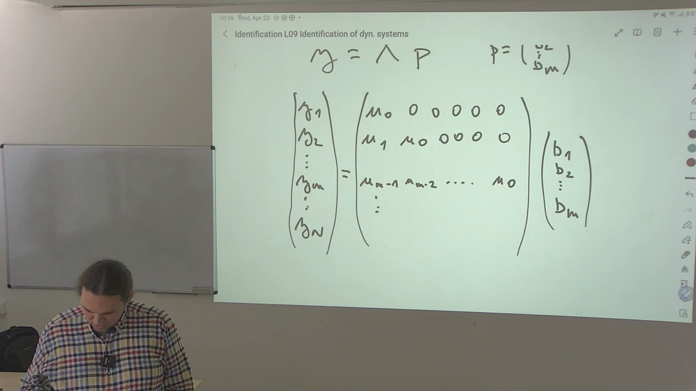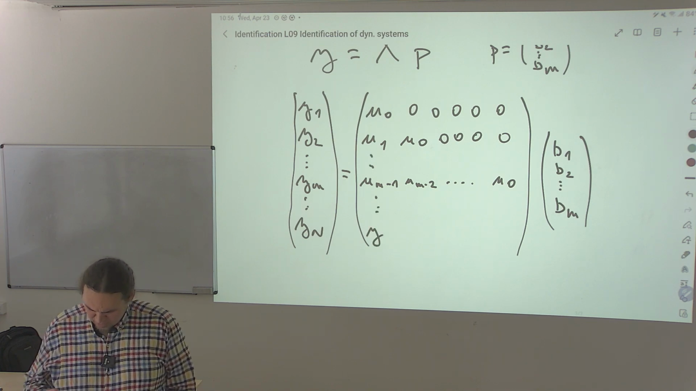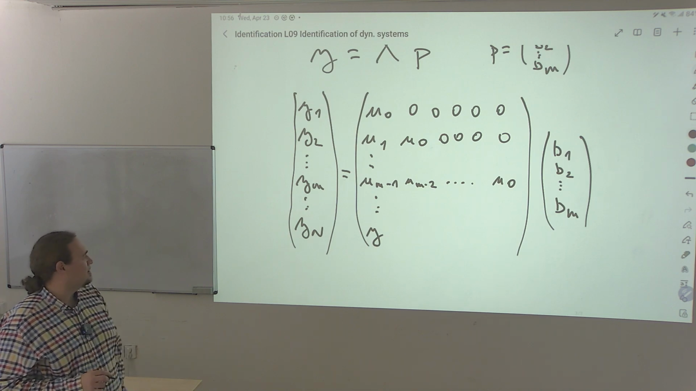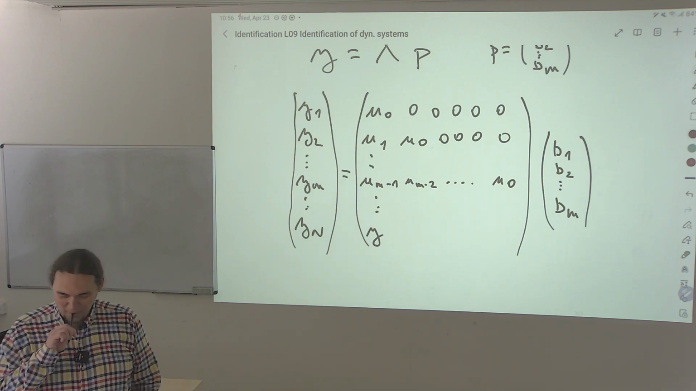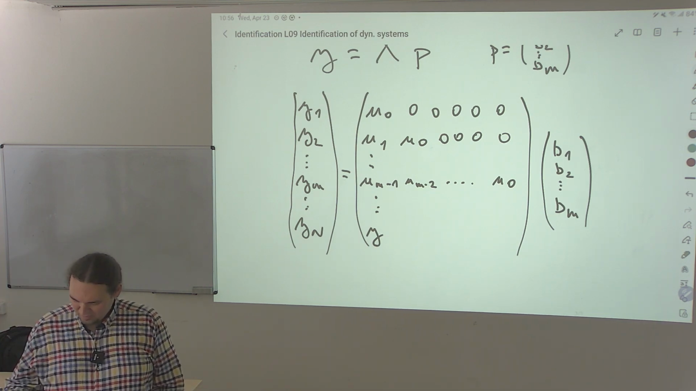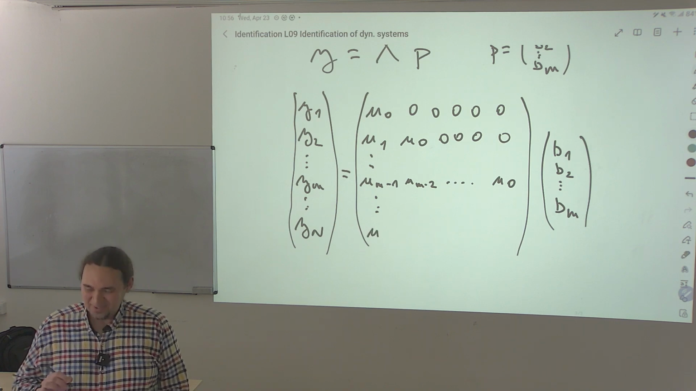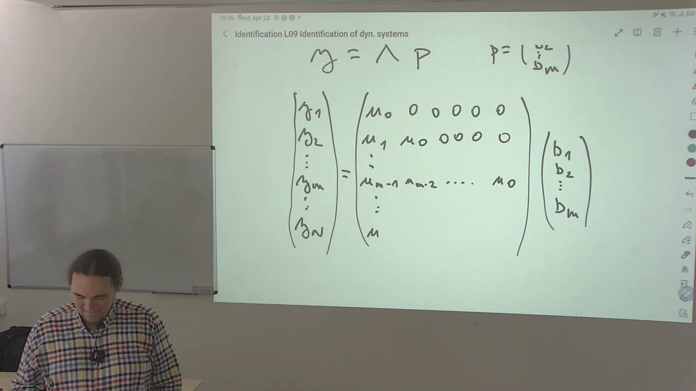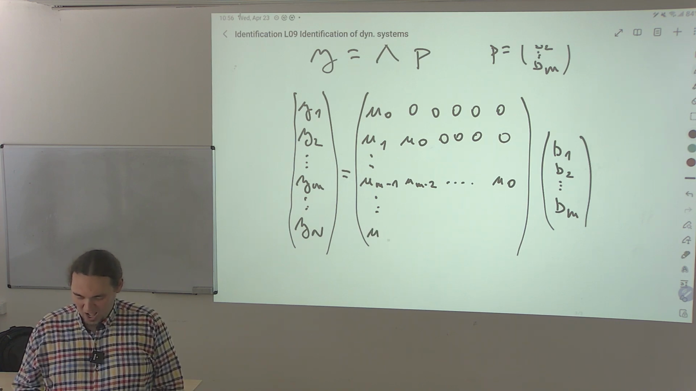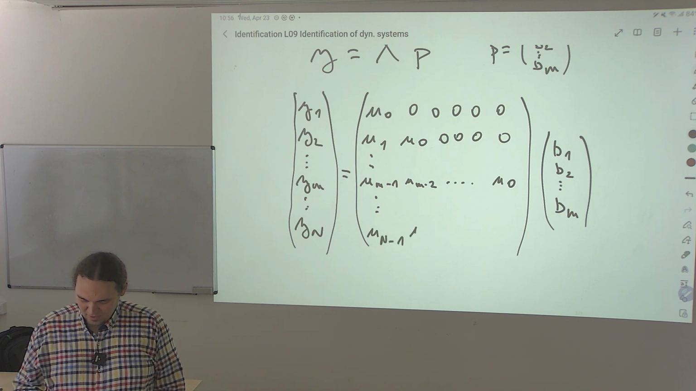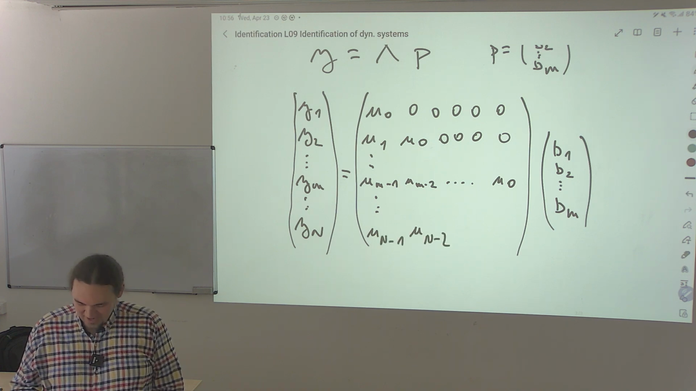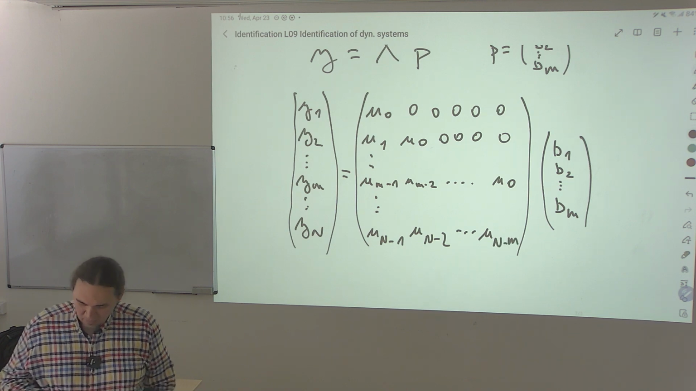Let's just finish the last one. So can we do it from the memory? How would it look like? u n minus 1, n minus 2, n minus m. Yeah.